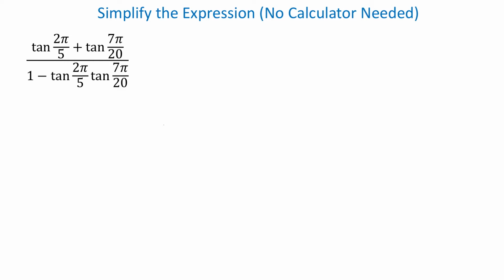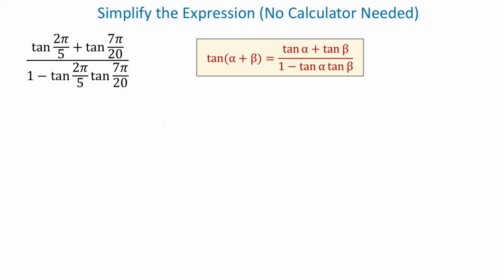Hello, how can we simplify the expression tangent of 2 pi over 5 plus tangent of 7 pi over 20 over 1 minus tangent of 2 pi over 5 times tangent of 7 pi over 20 without the use of a calculator? To simplify this expression, we need to know about the addition formula for the tangent function.